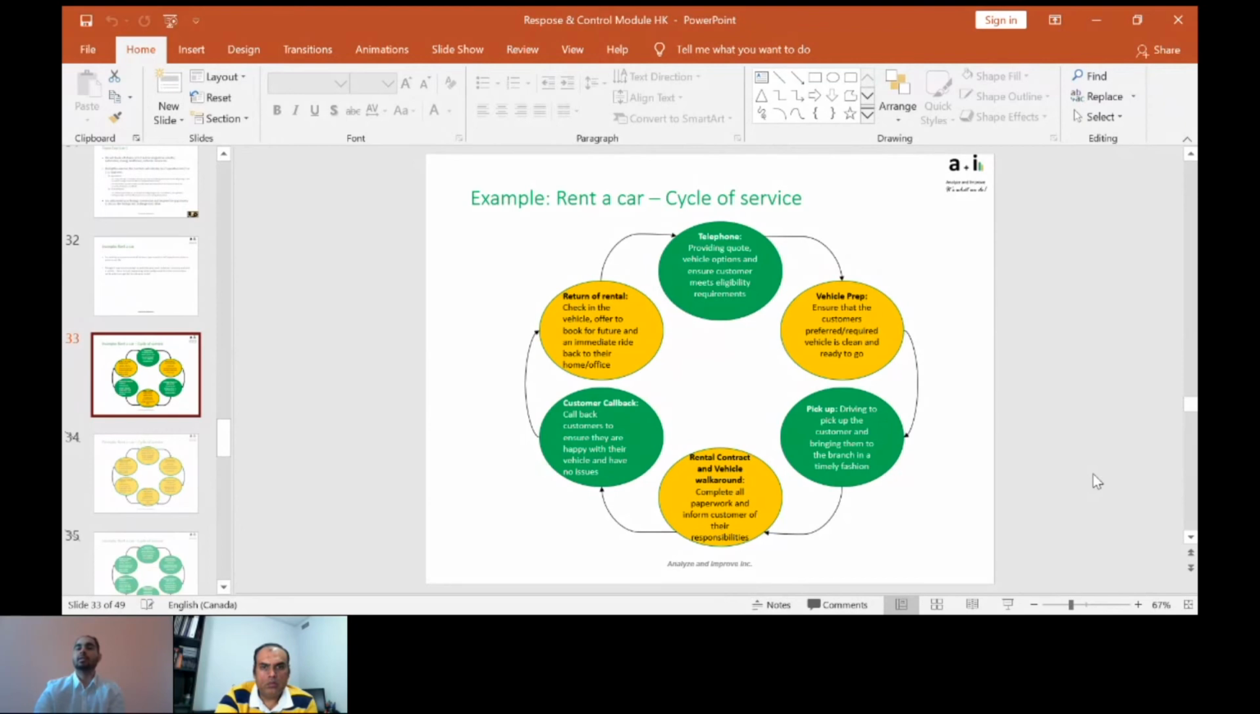Then, at the branch, the employees prep the vehicle for you as a customer, make sure it's clean and ready to go. Then in some cases, rental car companies will offer to pick you up and bring you over to their branch to rent you the vehicle. So that process is also captured there. Rental contract and vehicle walk around. So when you are in the branch, you're getting your vehicle.